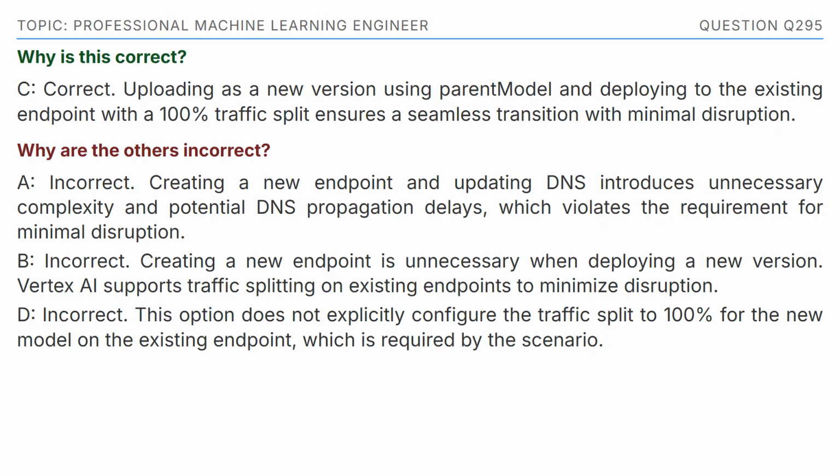A. Incorrect. Creating a new endpoint and updating DNS introduces unnecessary complexity and potential DNS propagation delays, which violates the requirement for minimal disruption. B. Incorrect. Creating a new endpoint is unnecessary when deploying a new version. Vertex AI supports traffic splitting on existing endpoints to minimize disruption. D. Incorrect. This option does not explicitly configure the traffic split to 100% for the new model on the existing endpoint, which is required by the scenario.